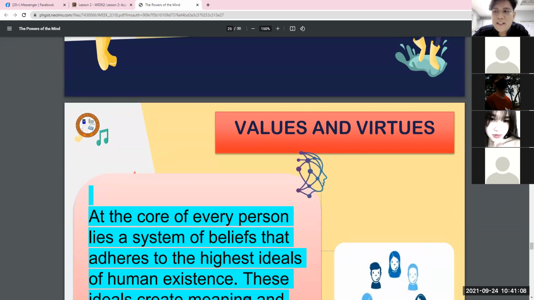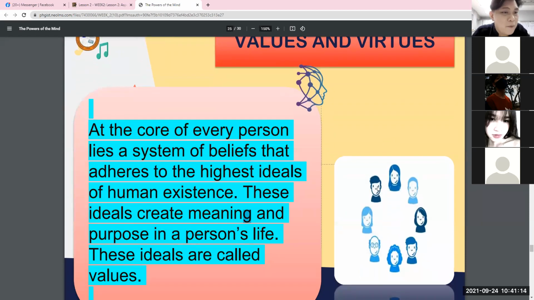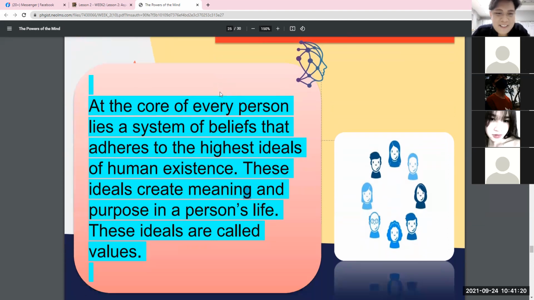Okay, so next natin is, that's for the behavior natin. Okay, narinig nyo ba yung usapan namin? Hindi naman, sir. Nakamute ka po, sir. Okay. Sige, thank you.